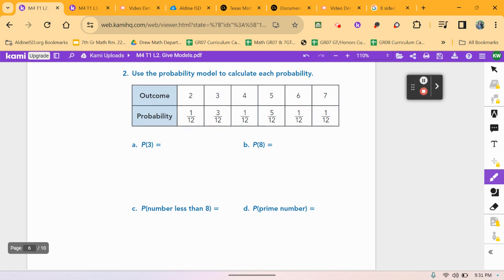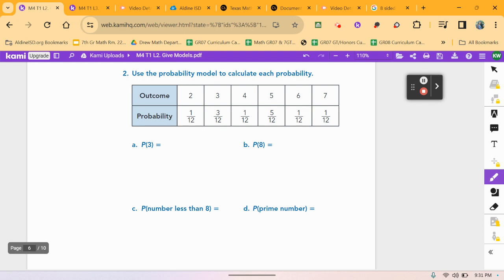To sum up this activity, it says, use the probability model to calculate each probability. So you're going to answer below. A, what is the probability of the outcome being a 3? B, what is the probability of the outcome being an 8? C, what is the probability of a number less than 8 being selected? And D, what is the probability of it being a prime number?